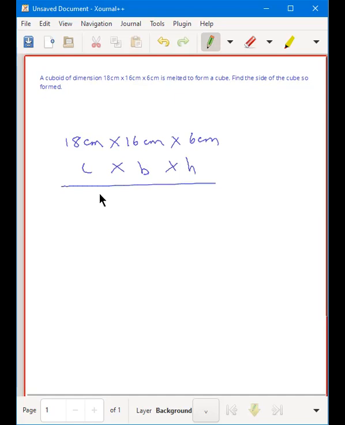You can assume it to be this way. So read the question carefully and find out what can be done over here. So what are they saying? We have a rectangle, a cuboid.